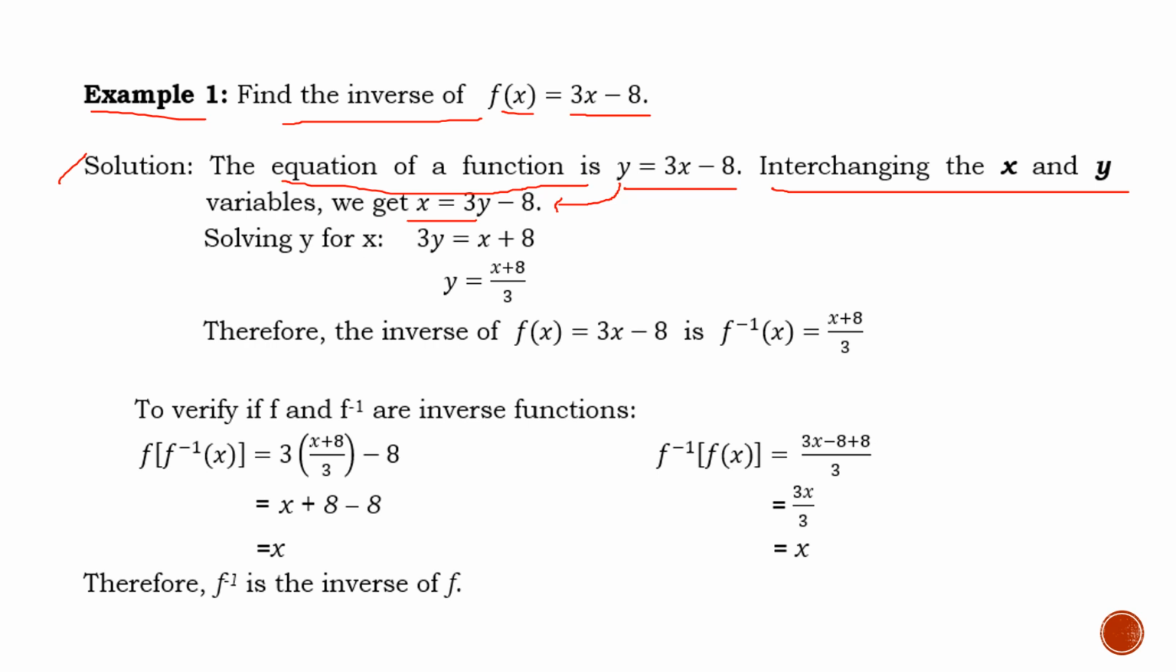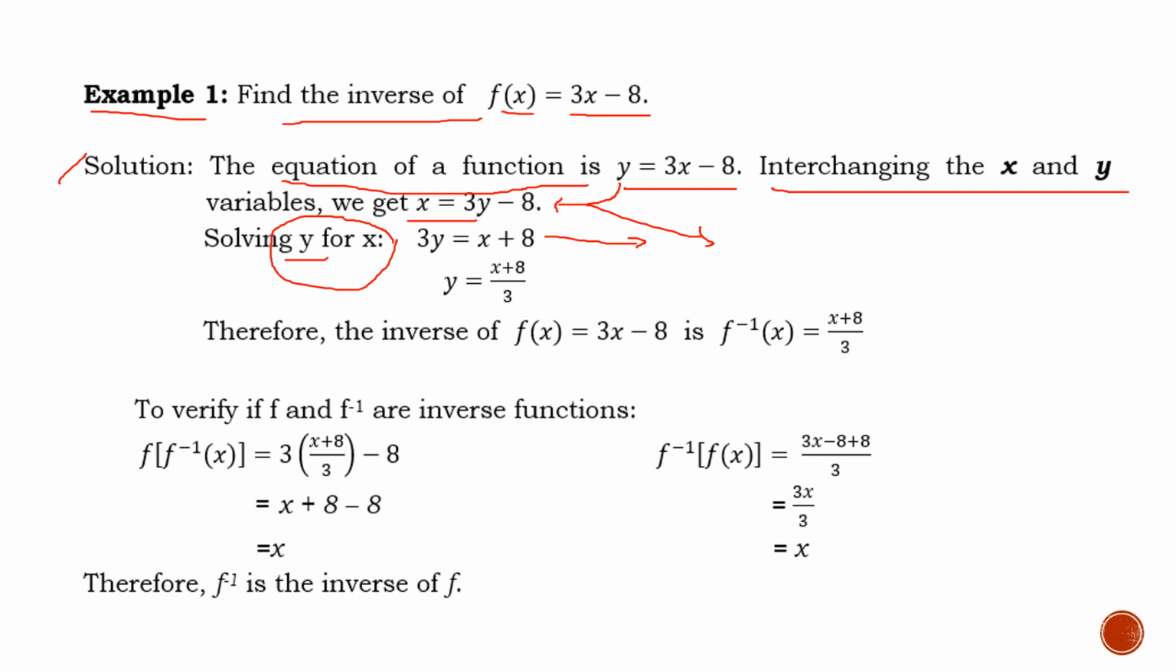After we take the interchange between x and y, we're asked to solve for y in terms of x. So what is now the value of y in terms of x? Right after we interchange the x and y variables, we're asked to solve for the value of y in terms of x. So we rearrange this given function here so we can get the value of y in terms of x.